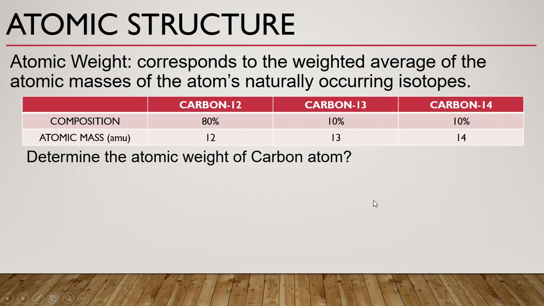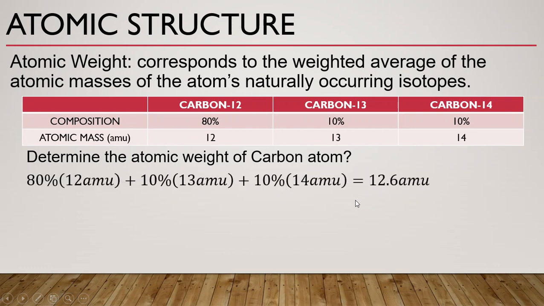So, tandaan natin, atomic weight is the weighted average. So, kailangan natin kunin yung average ng bawat isotope. So, 80% times 12 AMU plus 10% times 13 AMU plus 10% times 14 AMU, and we will get 12.6 AMU. Again, atomic weight of an atom may vary depending on the isotopes.